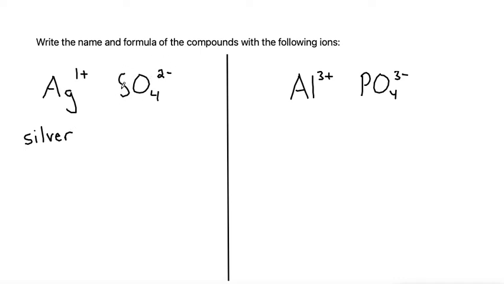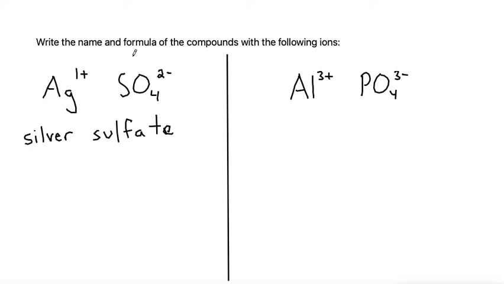Secondly, the next thing that we have is SO4 2 minus. If you look on your polyatomic ion list, SO4 2 minus is sulfate. So as long as it's a polyatomic ion, you can just put the name of that polyatomic ion. So the name of the compound with these ions is silver sulfate.